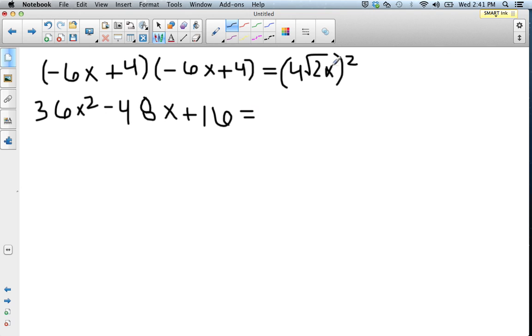Equals, now the right side. Remember, we're squaring both parts, so I end up with 4 squared, which is 16, times, and square root of 2x squared just leaves me with 2x, because the square root and the squared will cancel.